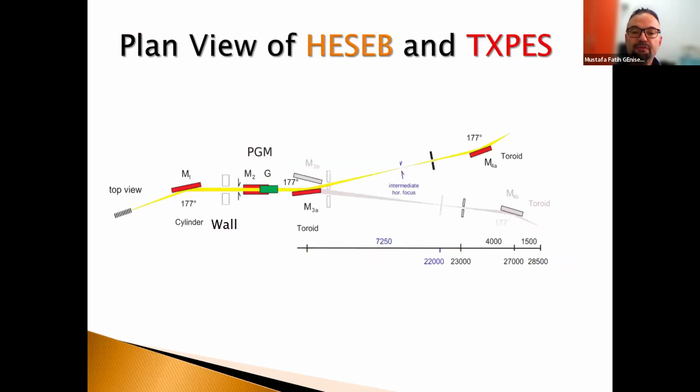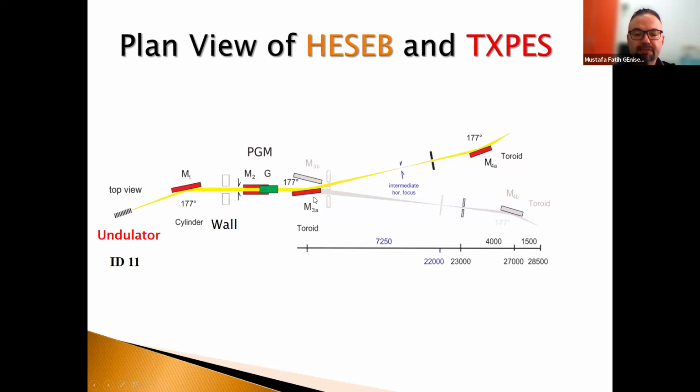And here is the plan view of HESEB and TechSpace together. Again, first we have an undulator. After the undulator, which is inside the tunnel, we have a cylindrical M1, which makes the beam vertically collimated, which is needed for the PGM. Outside of the wall, we have a planar grating monochromator with two different kinds of grating mirrors, and after the grating mirror we have M3. M3 contains two mirrors.